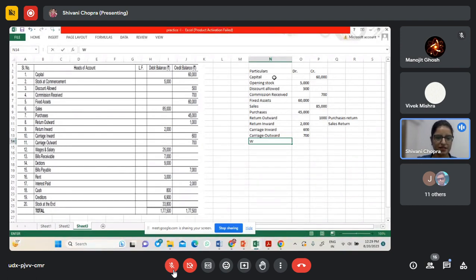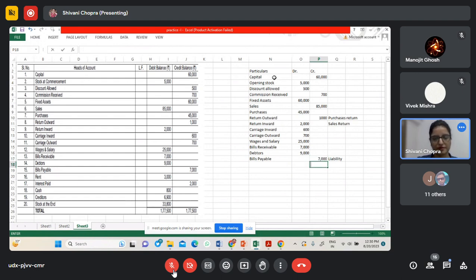Now, wages and salaries. Expense. So, cost. And salary is 25,000. Bills receivable. What is bills receivable? 7,000, right? Then you have debtors. That is 9,000. Then you have bills payable. What is bills payable? Liability. It will have a credit balance. What is the credit balance for bills payable?